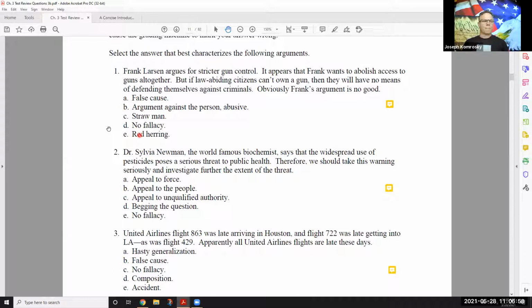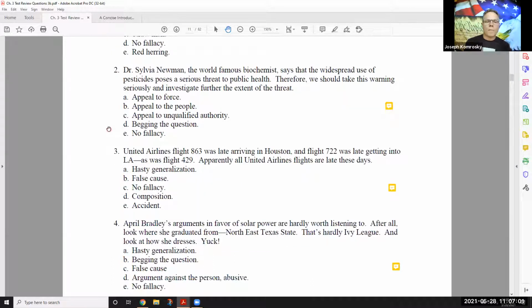Number 2, Dr. Sylvia Newman, the world famous biochemist, says that the widespread use of pesticides poses a serious threat to public health. Therefore, we should take this warning seriously and investigate further the extent of the threat. Dr. Sylvia Newman, the world famous biochemist. Okay, world famous. She's saying something about pesticide, which is a chemical. She's a biochemist. She's saying it's a threat to public health.